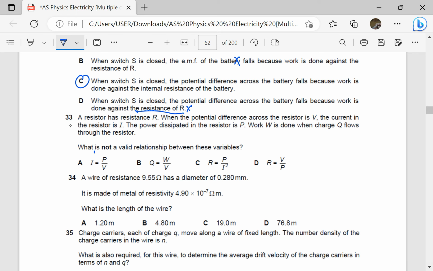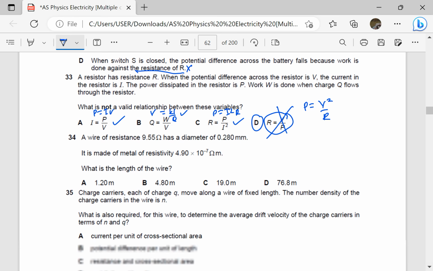So this one is P is equal to IV. I think that is valid. This one, potential difference is work done per unit charge. That is valid. Power is equal to I squared R. That is valid. Now this one, power is supposed to be V squared over R, not V over R. So this one is not valid. So the answer is D.